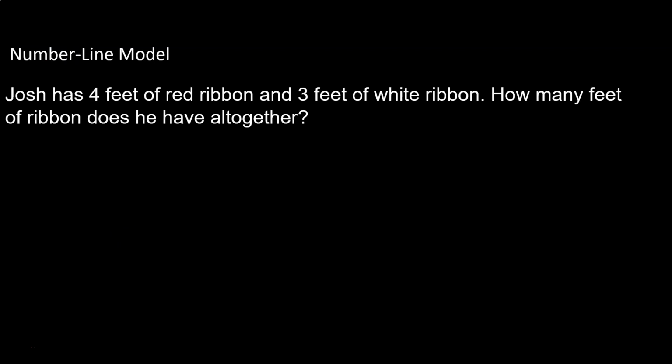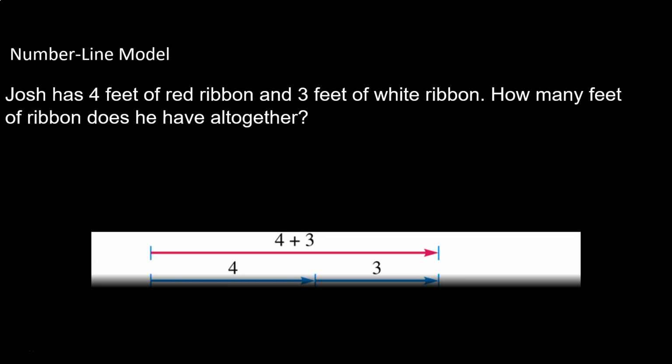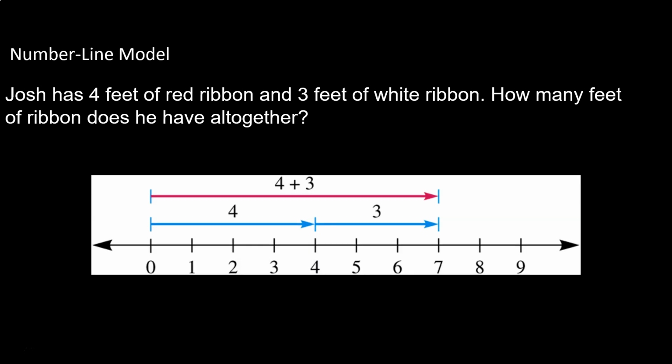We can also use a number line model if we're looking at a word problem like Josh has 4 feet of red ribbon and 3 feet of white ribbon. How many feet of ribbon in total, both counting the red and the white ribbon, does he have together? Well, we can draw a number line and lay the ribbon on the number line to show there's 2 separate pieces of ribbon. So we have the red ribbon here represented by the 4, and we have the white ribbon represented by the 3, and then we can see where it starts, and we can see where the 2 ribbons stop, and we can see from 0 to the end we are at 7. So addition using a number line can also be helpful.